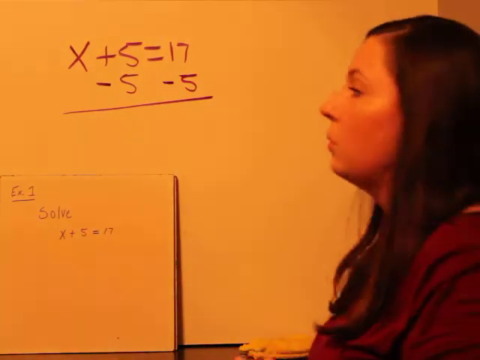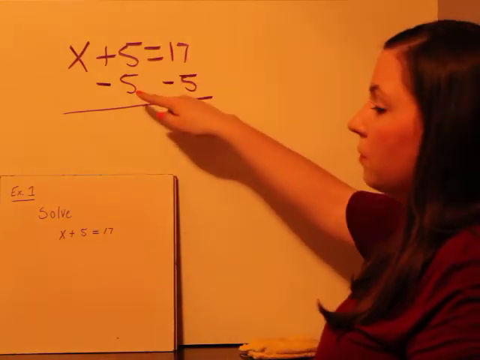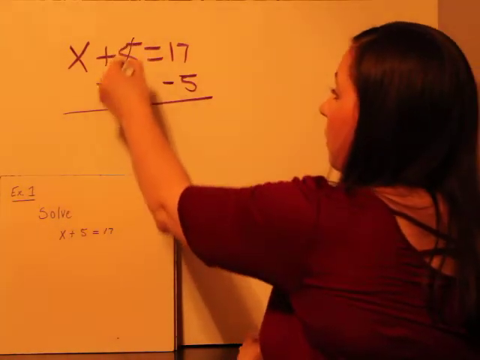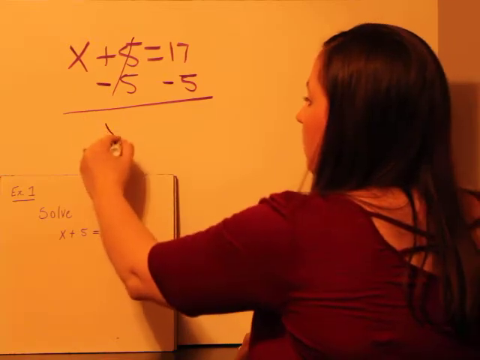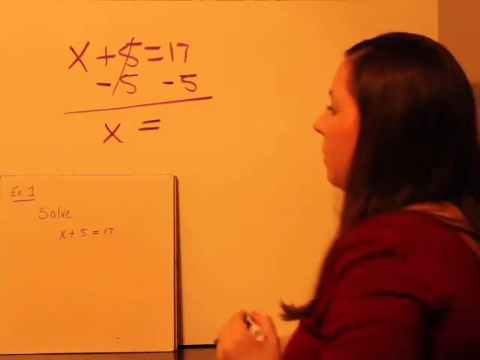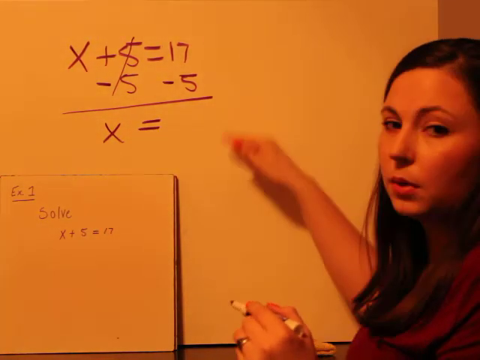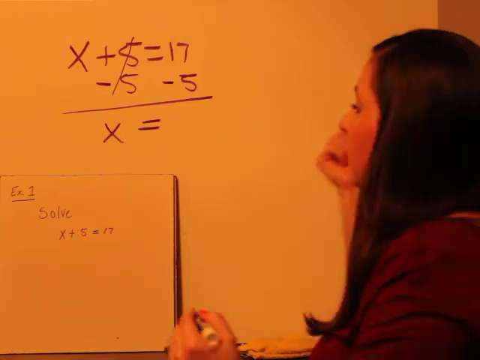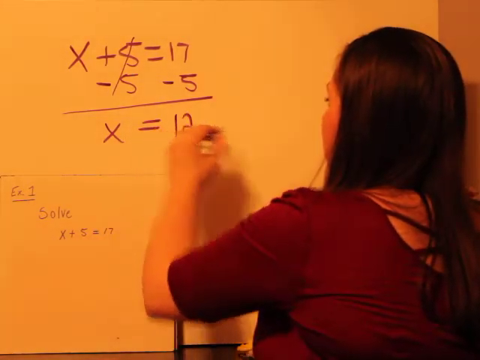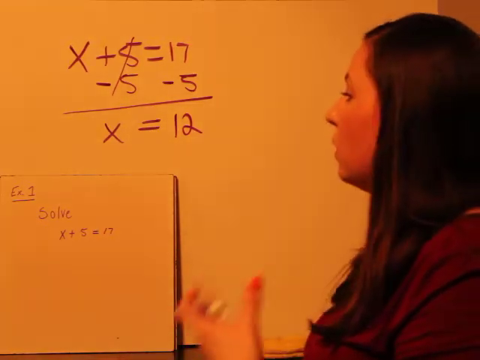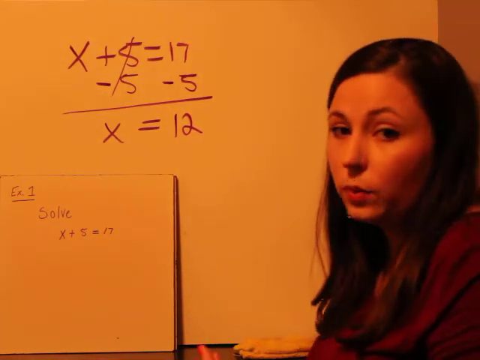Okay, now you go through. Positive 5 minus 5 cancel each other out. All we have left is x. Bring down your equal sign. Now we have 17 minus 5. 17 minus 5 is going to be 12. So now we have said that x is equal to 12.